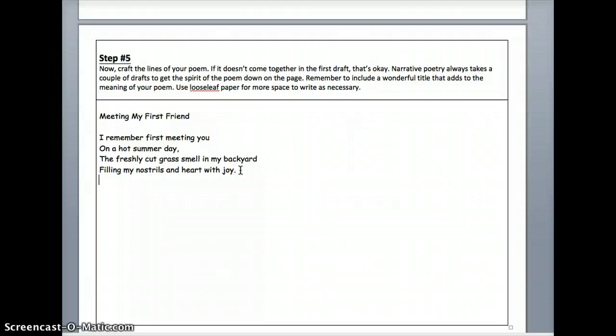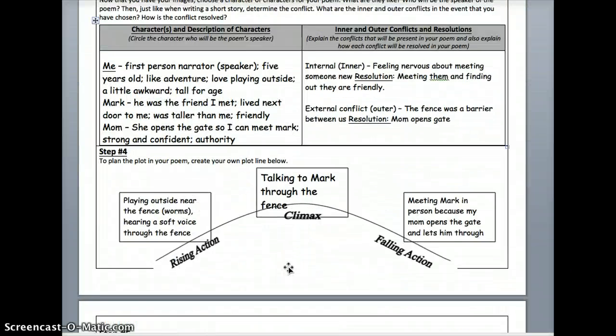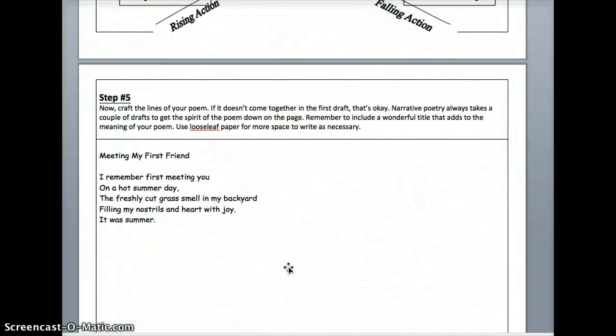And you know what? I was just talking about summer, and this makes me think of summer, and I think I need to say it was summer to help establish the setting. So right now, I know that it's backyard, it's summer, I have the time and the place. I also introduce the way I'm going to approach this. I'm going to be talking to the friend that I met, and I'm using a lot of those details that I had in my web up here. Hot summer day, grass. So I will always go back here as I'm working to see if I'm missing any details or if I need inspiration.